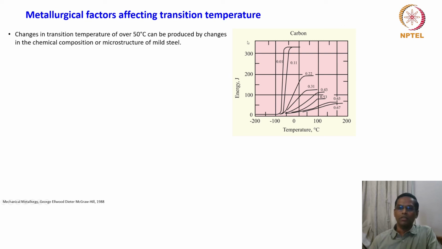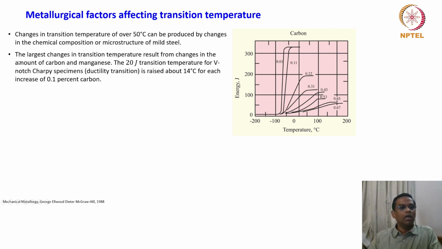That's what it means. So this is a typical energy versus temperature plot, as a function of carbon, showing how the curve changes. This is a very popular diagram which is given in most of the textbooks. The largest changes in the transition temperature result from changes in the amount of carbon and manganese. We are now talking about steel alone, not any other material, because this is a very popular material which has been used for many decades. Still, steel is the workhorse material, right?